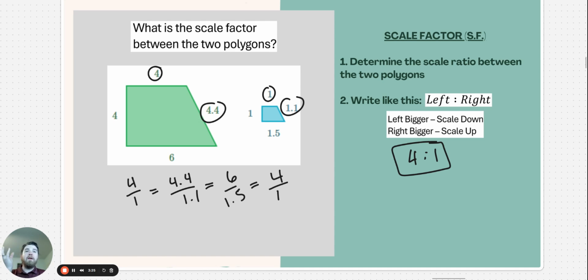If you have the left shape and it goes to a smaller shape, you're scaling a shape down. If the left shape is small and the right shape is bigger, then it's going to be scaling up. So you're basically enlarging or reducing.